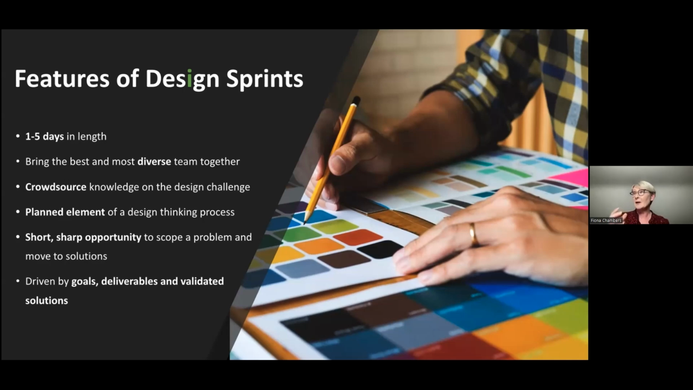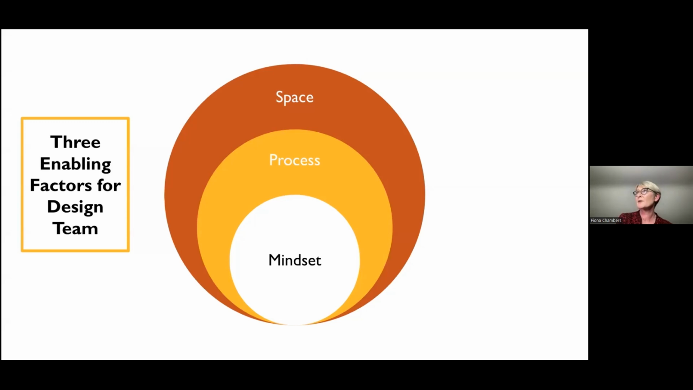You basically have a planned element, a short, sharp opportunity, and there are definite goals attached to how you do it and why you are doing it. And you must have a deliverable at the end of the short design sprint and hopefully a validated solution at the end of that. So it's quite short and sharp. People like Jakob use them every day of the week. I know that other people on this call use them a lot as well, but many of you are not aware of this fantastic superpower that is a design sprint.